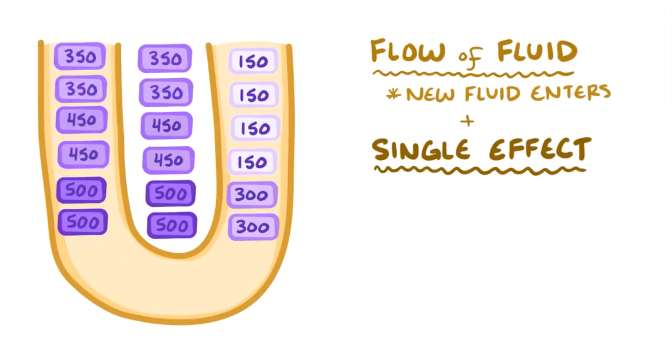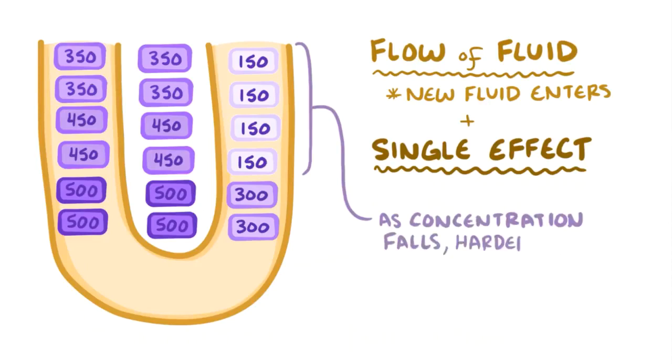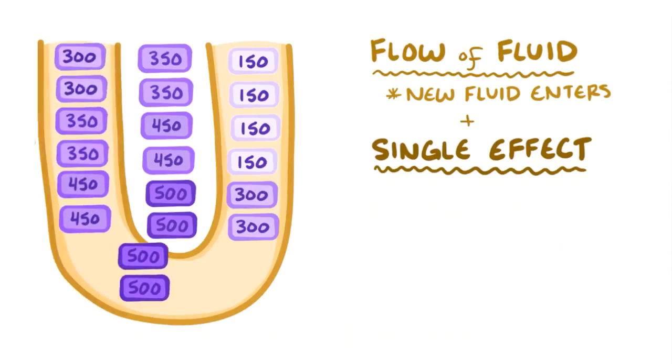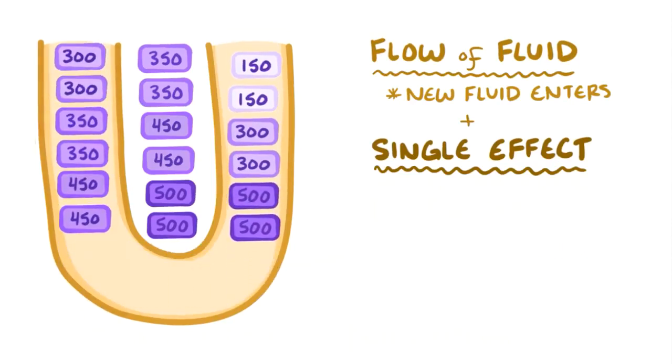The reason these top guys at 150 milliosmoles per liter don't drop all the way to 100 milliosmoles per liter is that as the ion concentration falls, it's harder and harder for those sodium-potassium-chloride cotransporters to find and move ions, because there literally aren't as many of them around. Doing another flow of fluid step gets us to something that starts to look like a gradient.